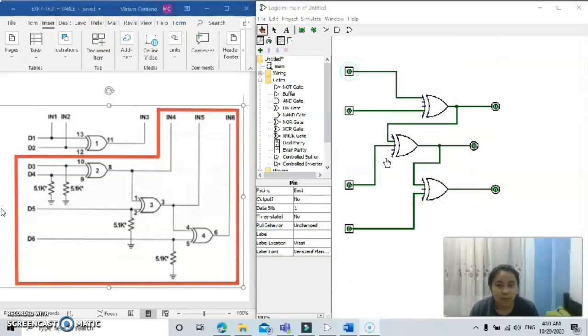Now let's try to turn on inputs 3 to 6 one by one. Let's start by turning on input number 3. We still get 3 outputs. Now input 4, we don't have any output. Now input number 5, we only have 2 outputs. Then the last one is input number 6 with only 1 output.